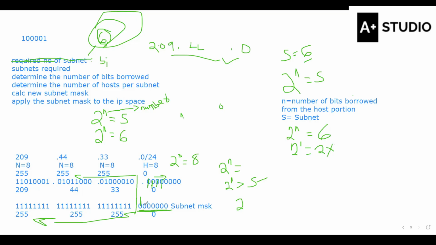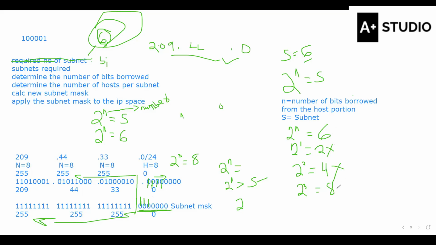Let's borrow 2. Okay. 2 raised to the power 2 is equal to 4, which is less than 6. That is wrong. Let's borrow 3. Let's see. 2 raised to the power 3 is equal to 8. Yes, this is max. Okay. Meaning from the first, second, third, we can tell that this is closer to the 6.